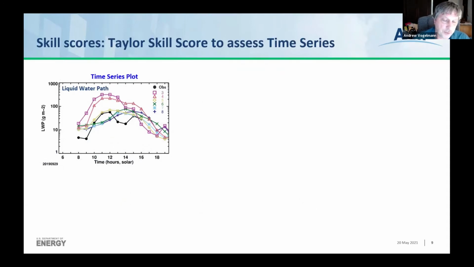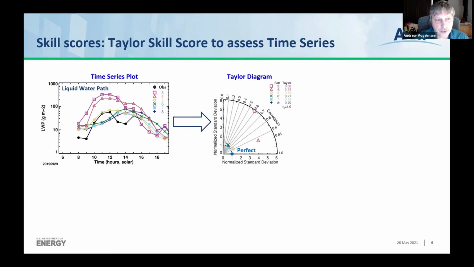Shown here is a time series plot. Black is observations, color are the simulations of liquid water path versus time. You can then take those and generate what's called a Taylor diagram. For those of you who aren't familiar with it, basically what it does is it quantifies the level of agreement between the simulations and the observations in two variables. One is correlation, and the other is the normalized standard deviation. So if you have perfect agreement, you're going to have a dot down there at 1, 1.